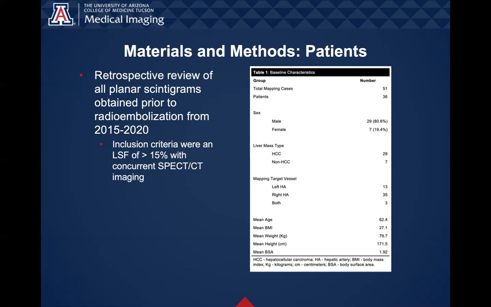81% of the patients were male, 29 of the patients had HCC as their primary liver lesion, and the right hepatic artery was the most common target in 35 out of the total 51 cases.